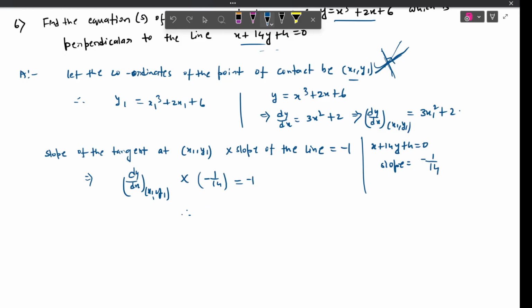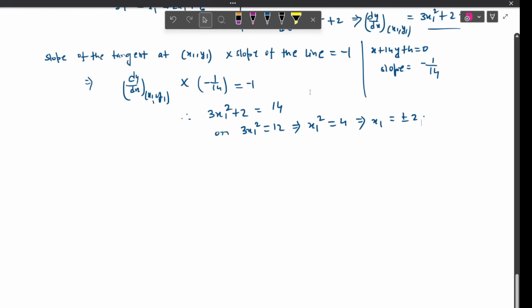So what should be the slope? dy by dx at x1 y1 is 3x1 square plus 2, and that should be 14. Okay, so 3x1 square is 12. This implies x1 square is 4. This implies x1 is plus minus 2.